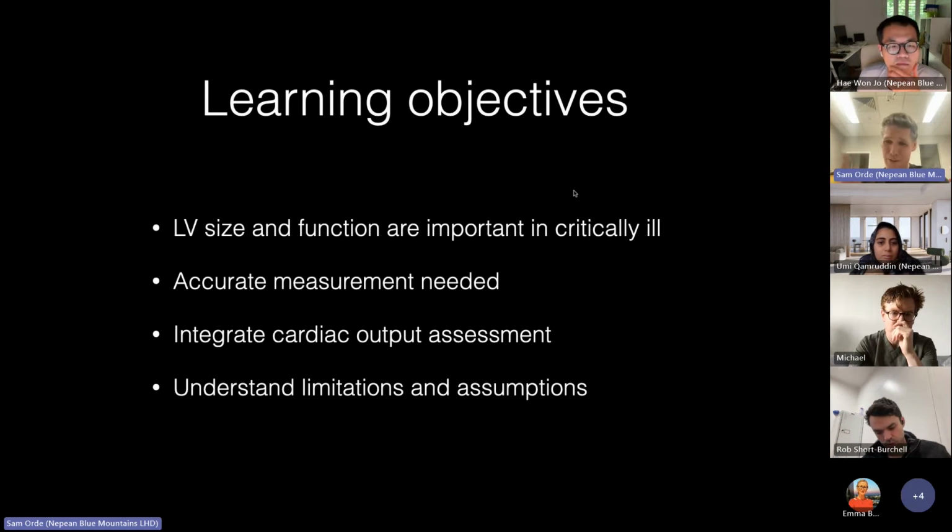If we're trying to do serial measurements on patients, make sure that we are doing things in the same manner each time. When it comes to cardiac output, it's really easy to make errors with that. So we'll try and talk about a few tips and tricks about how to ensure that that's done right. And having an understanding about all of this, about the limitations and assumptions that we make as we're looking at LV size, function, and cardiac output.